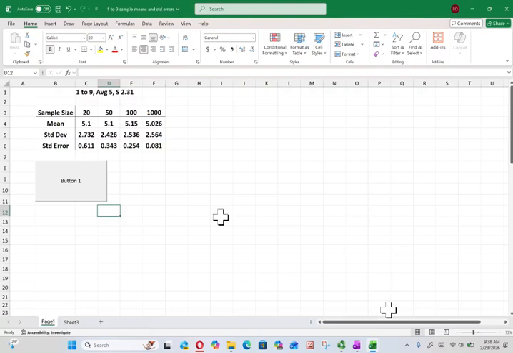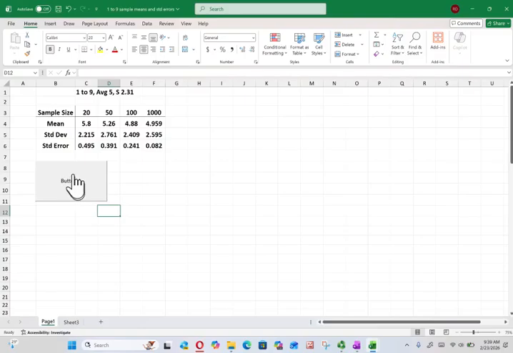Look at the average. What happens to the average for each of those things? Is it different? A little bit. It's about 5, 5.1, 5.15, 5.026. Click on the button and let it run again. And we get basically 5 for the average. And no matter what sample size we have, 20, 50, 100, or 1,000, or if I put in 20,000, I would get about the same average. The average doesn't change because my sample averages estimate the population average.